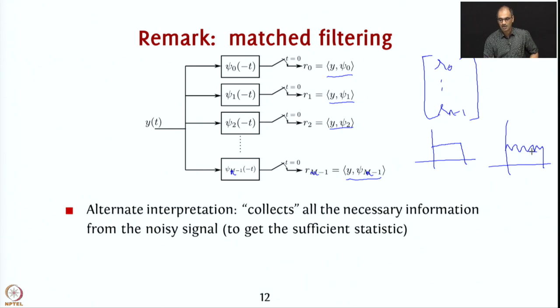Because if you just average these out, then you can make a good decision on whether you are sending this or you are sending 0 or something like that, right? What does the match filter do? The match filter is actually this. You are multiplying and integrating, which is the same as averaging.